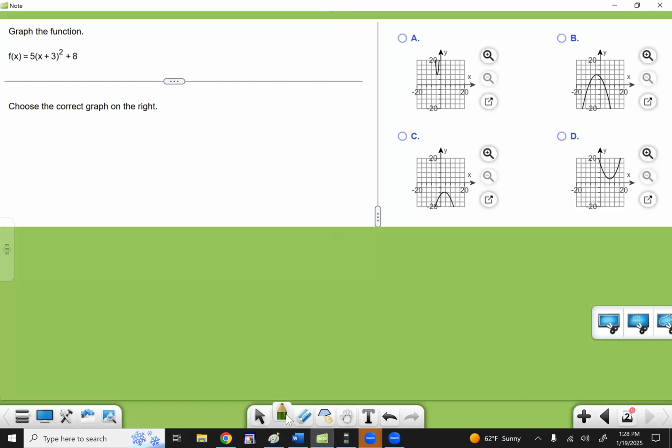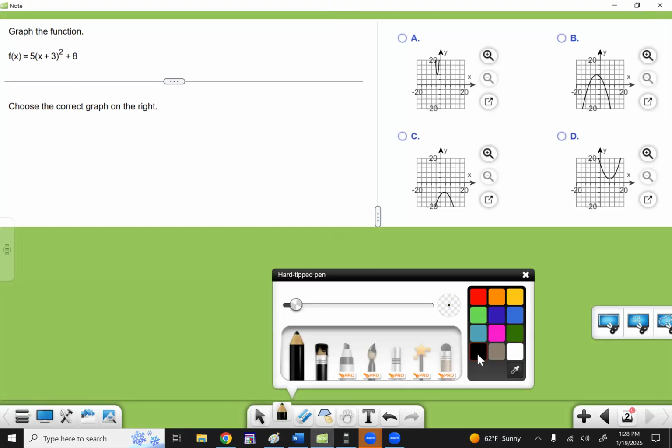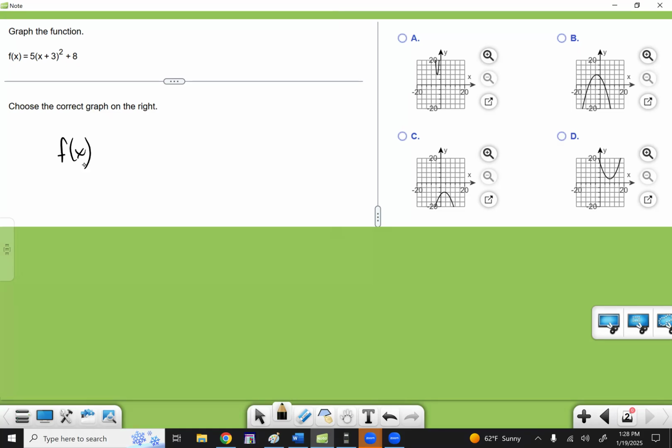All right, you guys, we're looking at number 6. On this one, we're supposed to graph this function. So remember that the vertex form for a parabola looks like this.